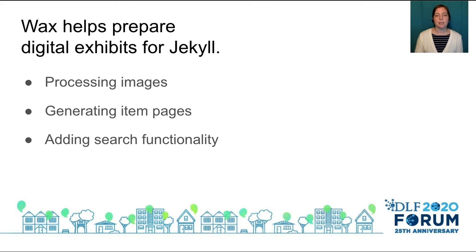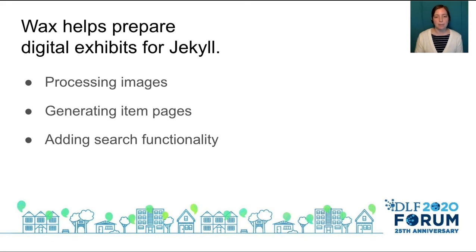The first step is to process the raw images of items in the exhibit. Wax can produce either simple thumbnails of the images or create IIIF derivatives for a more advanced display of the item. The second step is to generate item pages. Jekyll requires that each collection object has its own markdown file, but for large exhibits, creating pages individually can be very tedious. Instead, exhibit creators can build a single spreadsheet of exhibit item metadata, and Wax will process that file into individual markdown files for Jekyll.